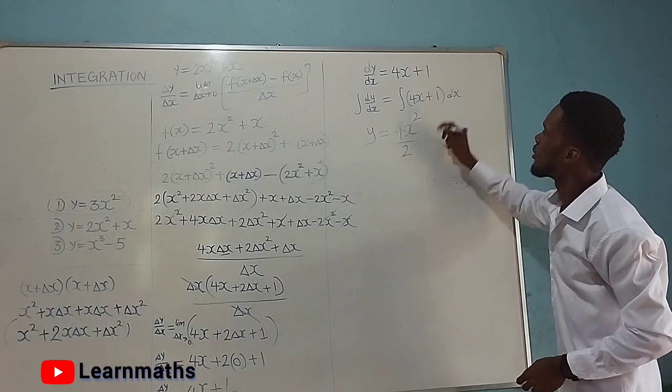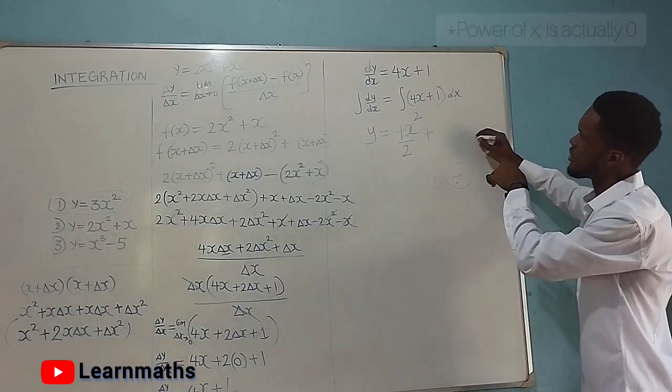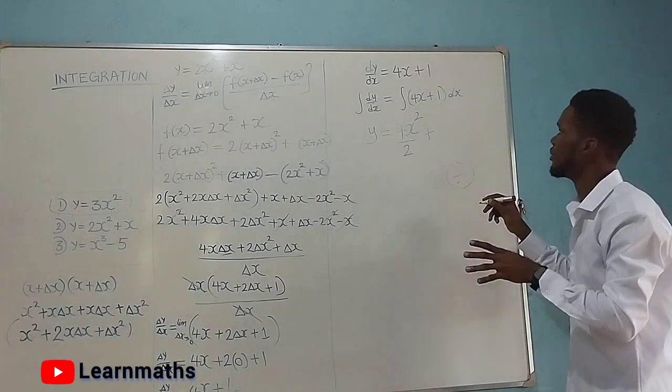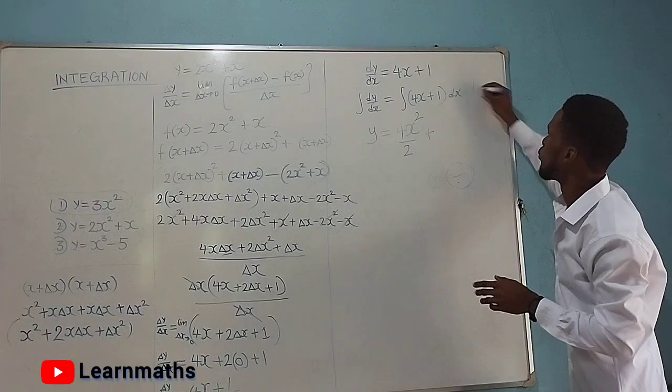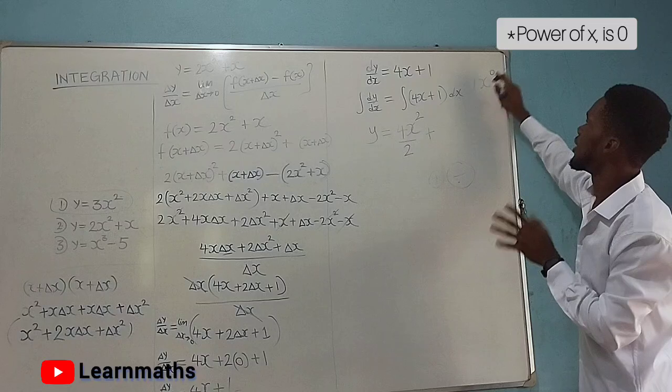Now how about the second term? There is a second term there which is 1. What is the power of x there? Since you're not seeing any x, it's actually 0. That's like 1 times x raised to power 0. That's what you actually get. The power of x there is 0.